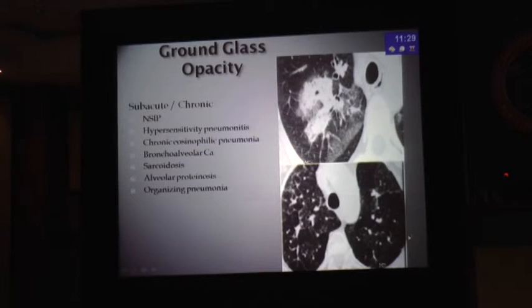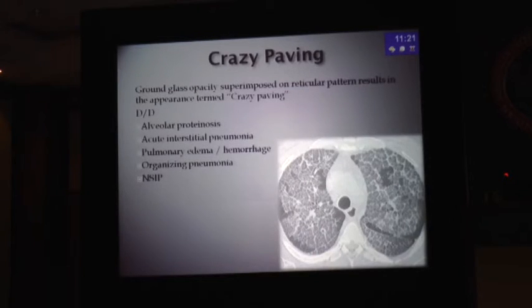And large areas of ground glass opacity, so the disease is still progressive, it is still there. So then comes crazy paving. The entire framework is thickened, coarse, and this is how crazy paving appears. Very typical of the first 2-3 conditions: alveolar proteinosis, acute interstitial pneumonia, and sometimes pulmonary edema and hemorrhage also. This appearance is called crazy paving, where you see diffuse ground glass opacity superimposed with a thickened interstitium.